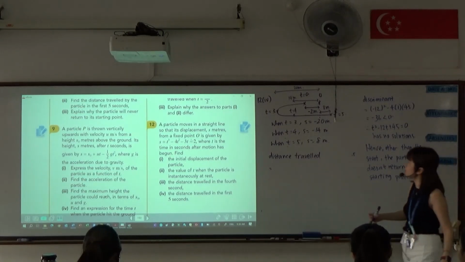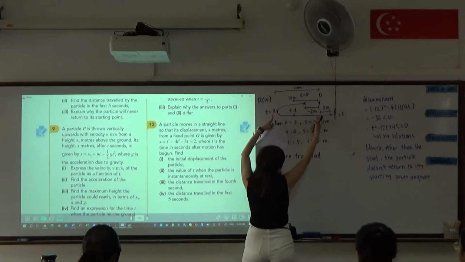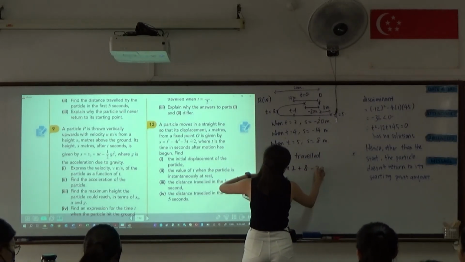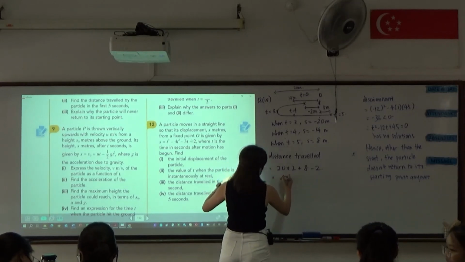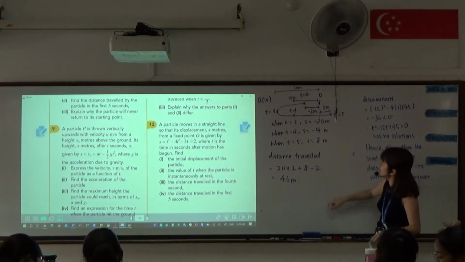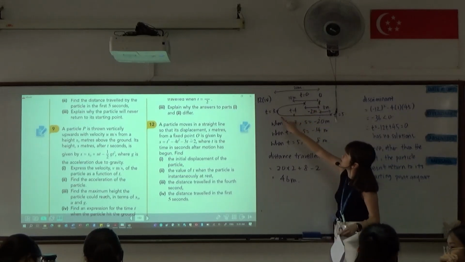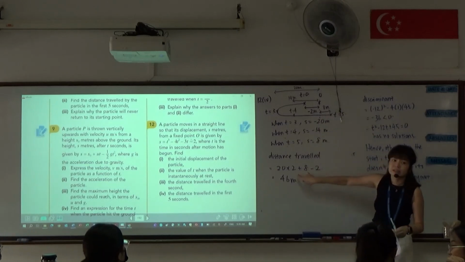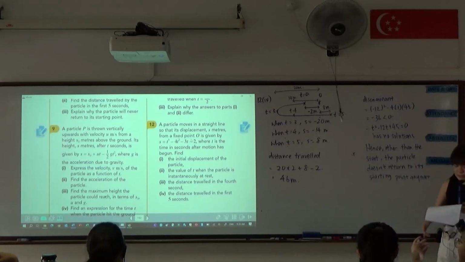So your distance traveled will be 20 meters times 2 plus 8 minus away 2. We get 46 meters. Why do I take 20 times 2? Because I'm just taking this full length times 2. And remember to minus 2 at the end, and then we have this plus 8. And you'll get 46 meters.